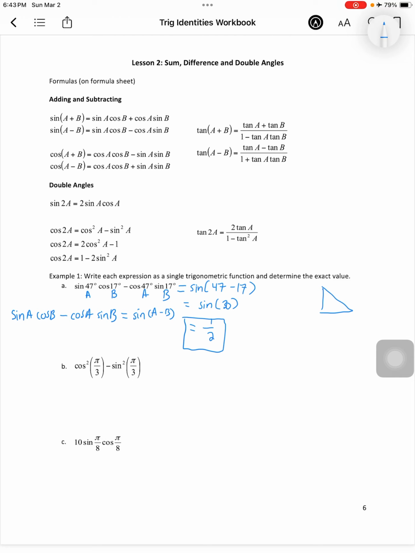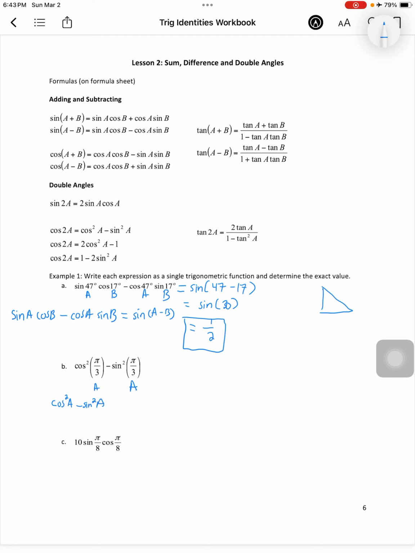So here, we're going to do the same thing, but now it's for letter B. Cos squared pi over 3 minus sine squared pi over 3. So you should look at the argument, so the values inside the bracket, and check if they're different. If they're not different, you're just going to label them both as A. So here, this is the same thing as having cos squared A minus sine squared A.